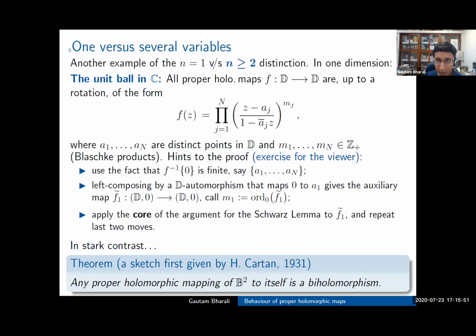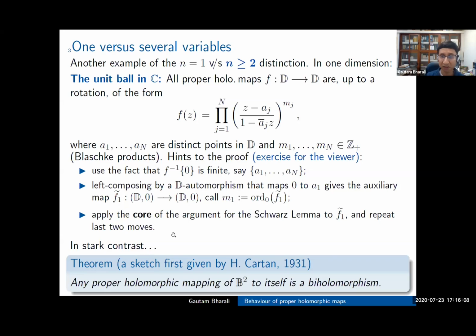So, proper holomorphic maps of the unit disk in C are very much many-to-one maps, right? See this description up here. In general, these are many-to-one maps.